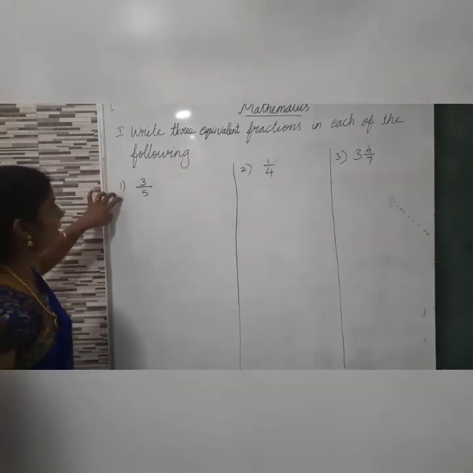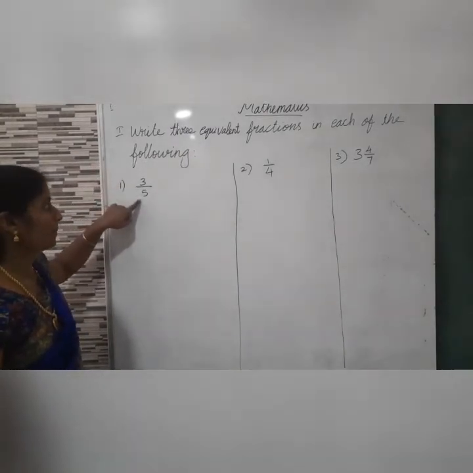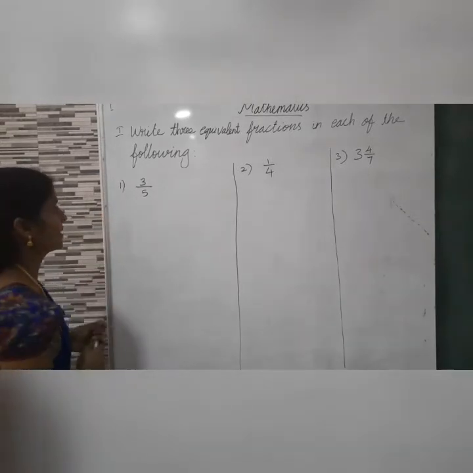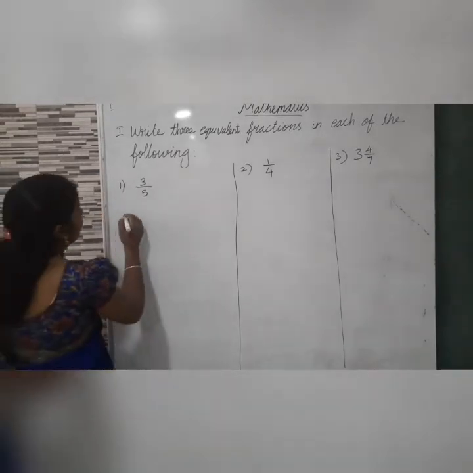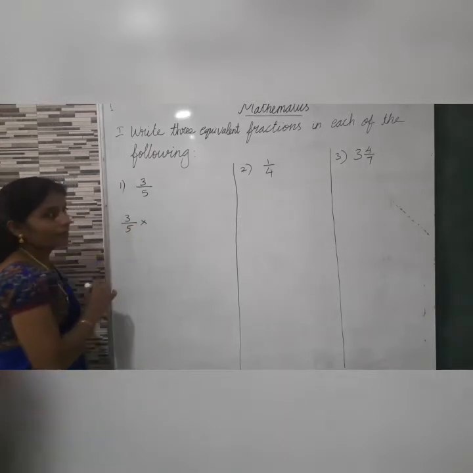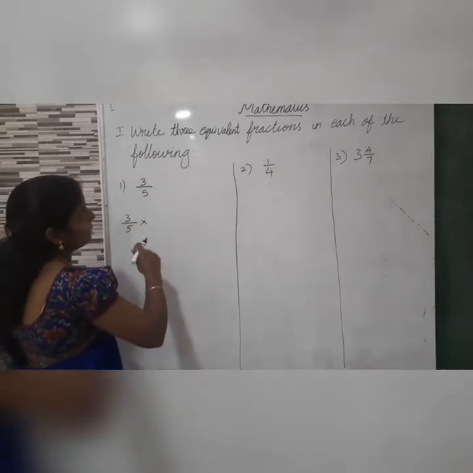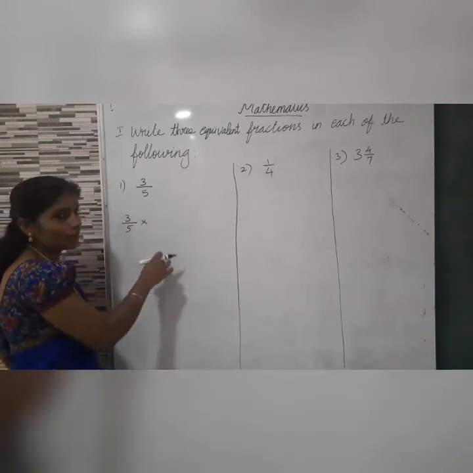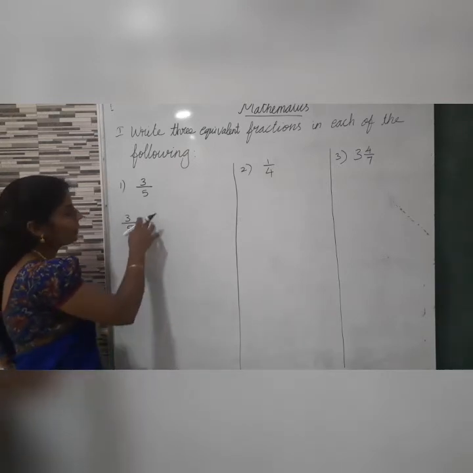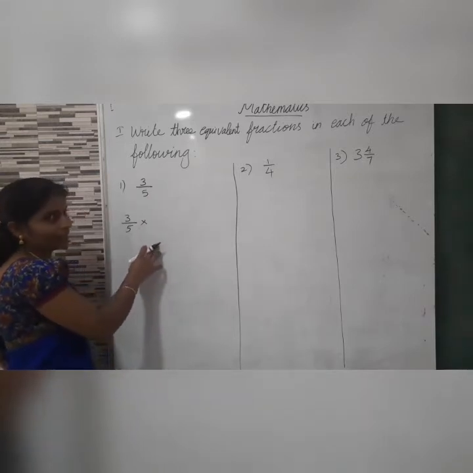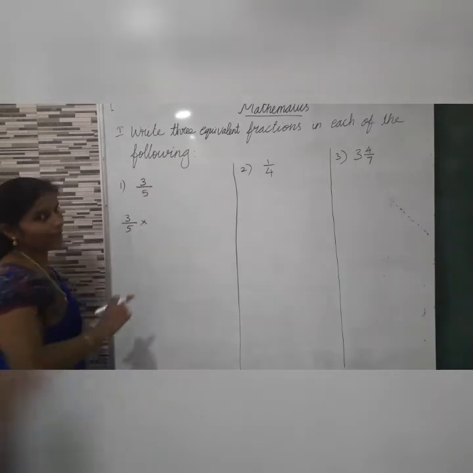First one, 3 by 5. Now we want to find any 3 equivalent fractions. How can we identify? We can multiply 3 by 5 by any of these. The first 3 equivalent fractions would be multiplying by 1 by 1, 2 by 2, and 3 by 3. That is the first 3 equivalent fractions.